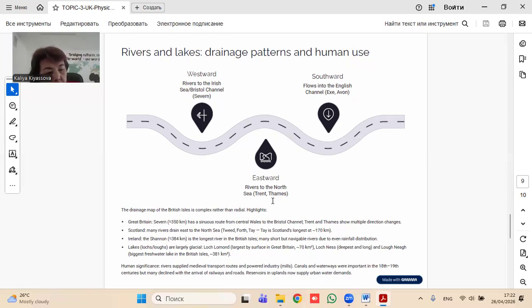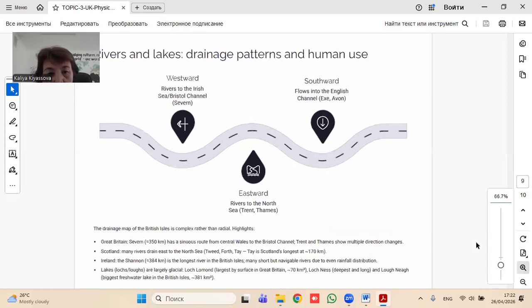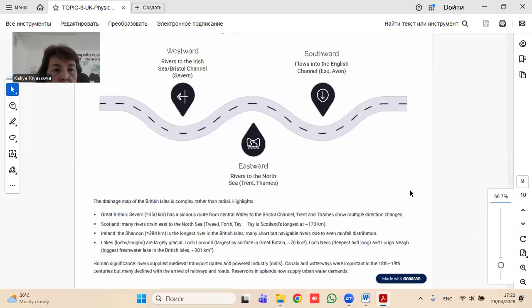And I'm sure that you know more information about the Thames River, especially, yes? Okay, now let me tell you about the drainage map of the British Isles: complex rather than radial. Highlights: in Great Britain, the Severn has a sinuous route from central Wales to the Bristol Channel; the Trent and Thames show multiple direction changes. Scotland: many rivers drain east to the North Sea, yes?